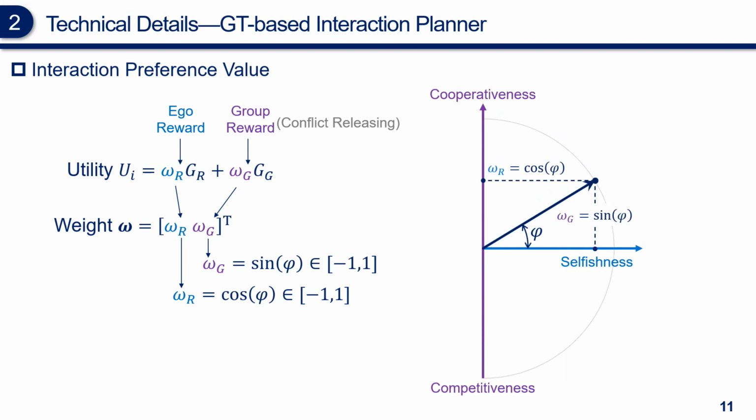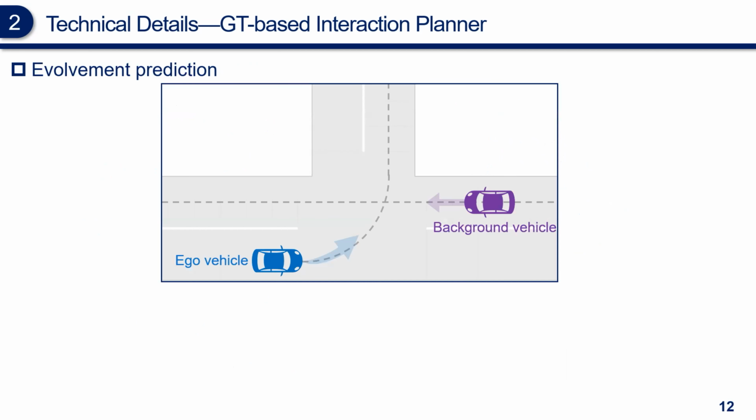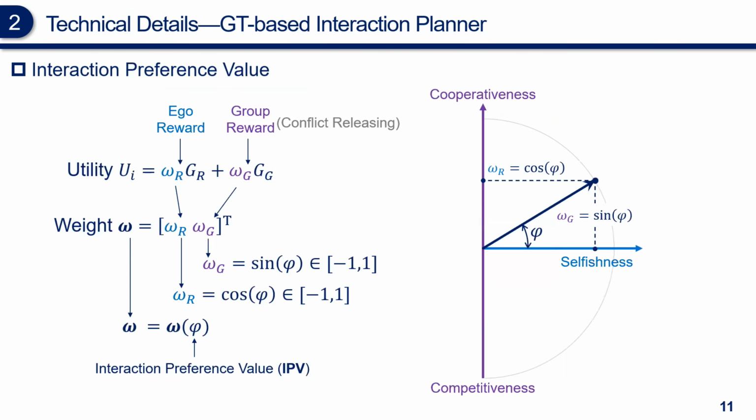And this phi was named interaction preference value, IPV. By setting it, unlike in the previous approach, where it would have been fully egocentric, where you just drive and the others will take care of the rest, we don't drive quite self-interested, because this process helps us better predict the actions of other vehicles, as they may not also be self-interested.